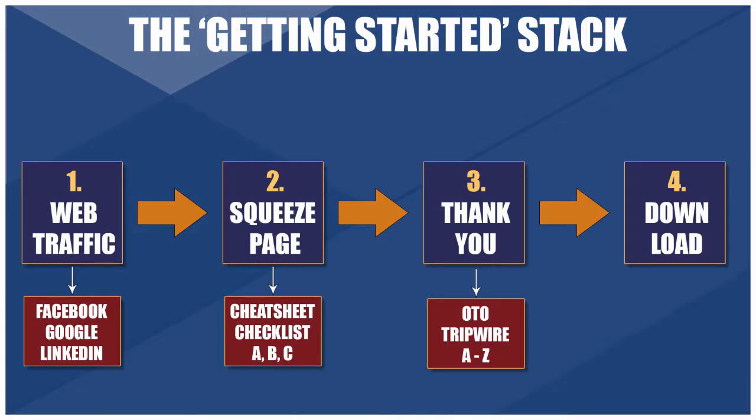The Tripwire product you offer should not compete with your main product. It should complement your main product. For example, if you're selling web hosting as your main product, then the Tripwire offer could be a domain name. If you're selling a weight loss training product as your core product, then offering a diet recipe book could be the Tripwire.